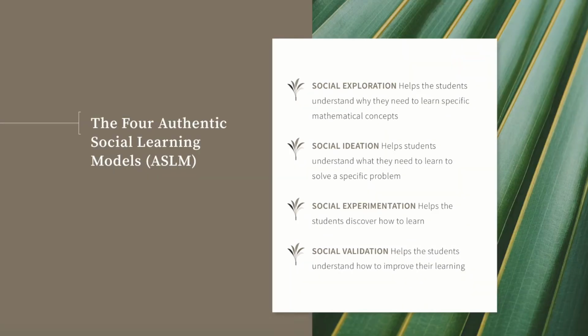The 4 ASLM strategies are social exploration, social ideation, social experimentation, and social validation. Social exploration helps the students understand why they need to learn specific mathematical concepts. In social ideation, the students understand what they need to learn to solve a specific problem. During social experimentation, the students discover how to learn. Finally, through social validation, the students understand how to improve their learning.